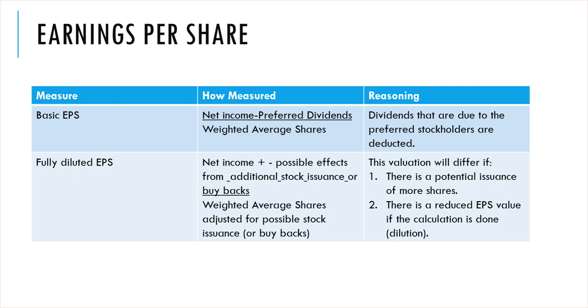So we have these preferred shares that are convertible into common. Well, to calculate fully diluted, then you're going to end up with more common shares outstanding, and you would not have any preferred dividends. I'm going to give you a problem that does that, and you're going to see it when we work through the exercises.